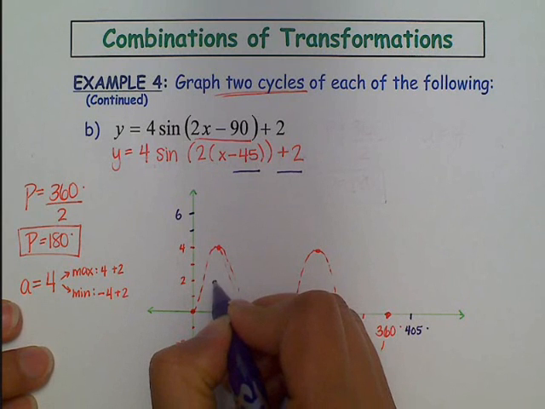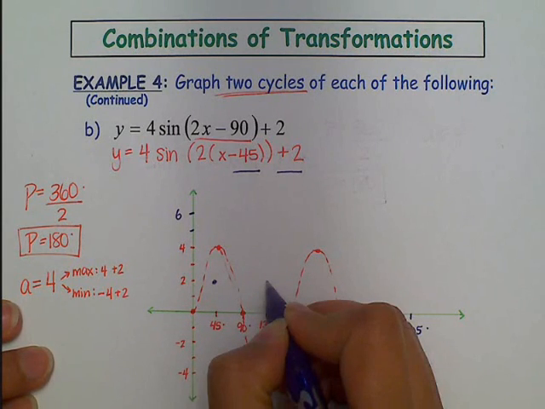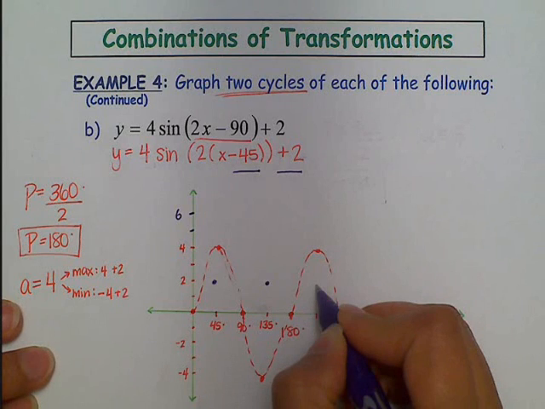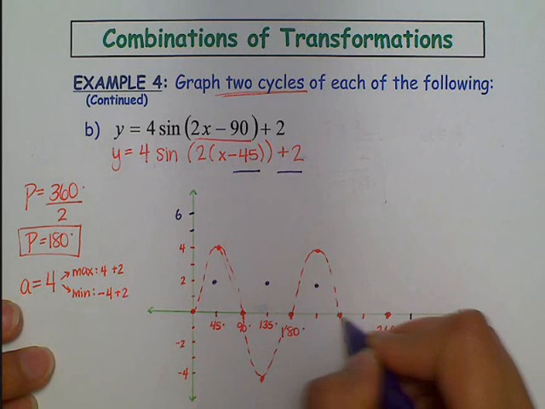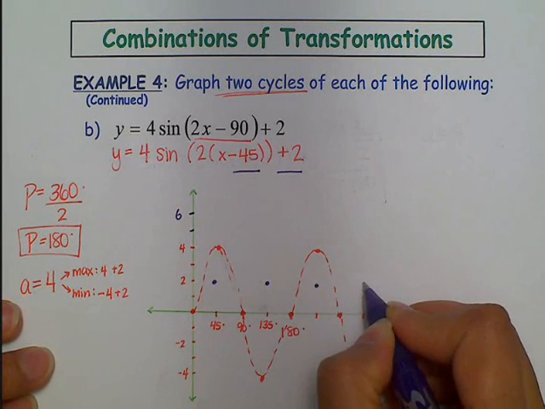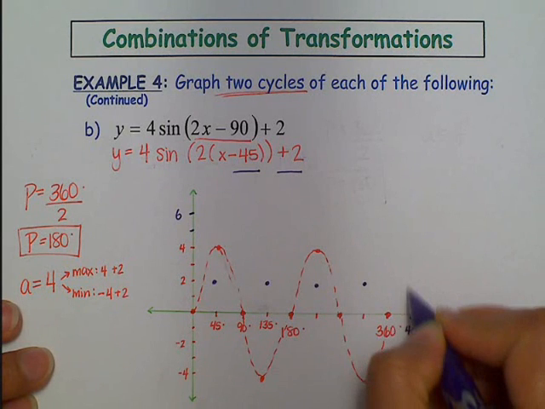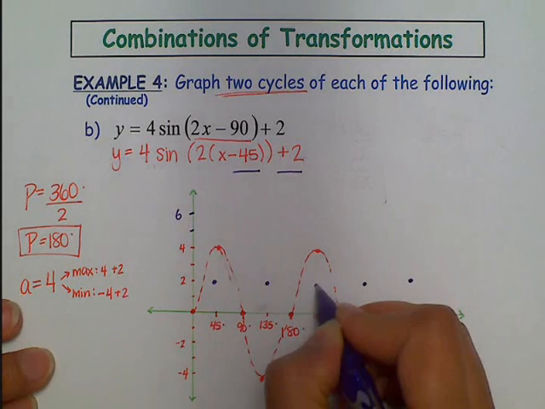I'm going to move it right 45 and up 2. Second 0, move it right 45 and up 2. Third 0, move it right 45 and up 2. Fourth 0, right 45 and up 2. And then the last 0, move it right 45 and up 2.